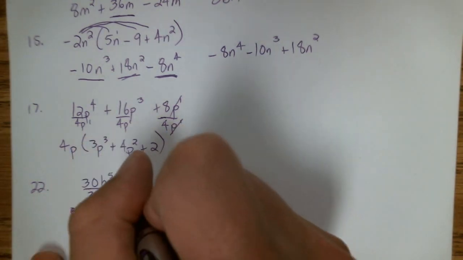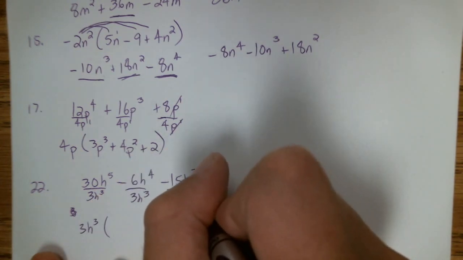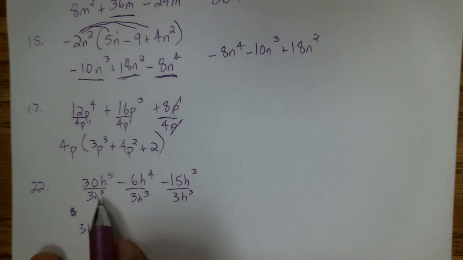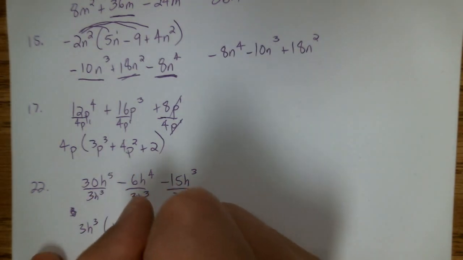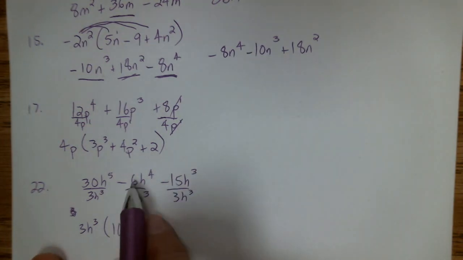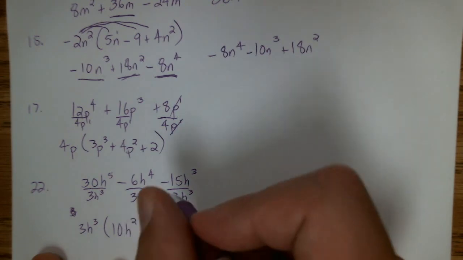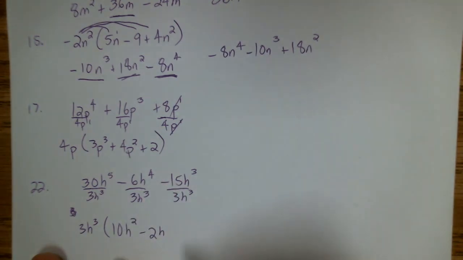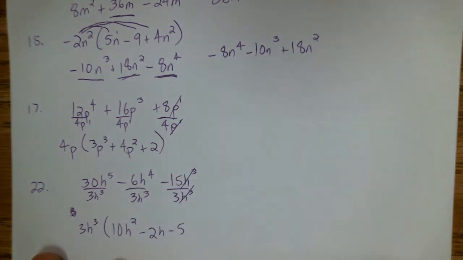Let's divide each of our original terms by our GCF to figure out what's left over for our second factor. 30 over 3 is 10. H to the 5th over h cubed, subtract 5 minus 3, gives me 10h squared. Negative 6 over 3 is a minus 2. H to the 4th over h to the 3rd, subtract, just gives me a single h. And negative 15 over 3 is minus 5, and the h to the 3rds just cancel. So my final answer is 3h cubed times 10h squared minus 2h minus 5.